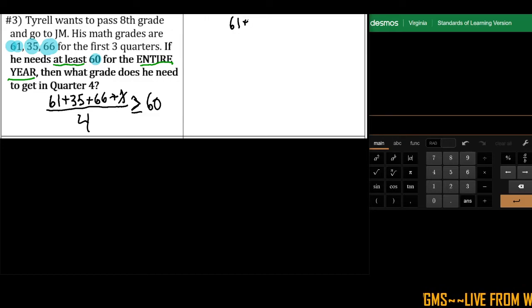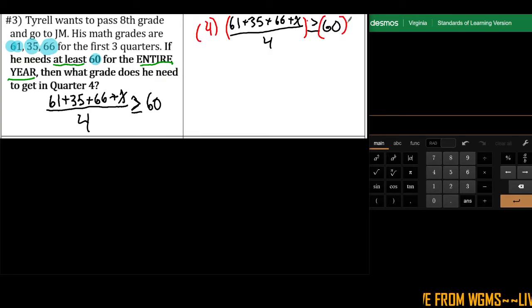If that is our inequality, I can set it up like this: 61 plus 35 plus 66 plus x, all divided by 4, is greater than or equal to 60. Again, I can now do my inverse operations. Kind of like that IXL section, I can multiply both sides by 4 first, so that way I can get rid of that division.